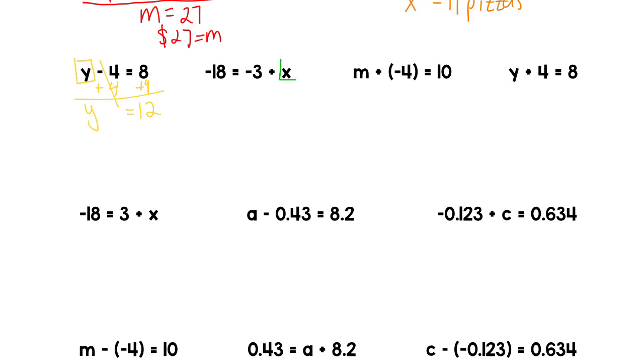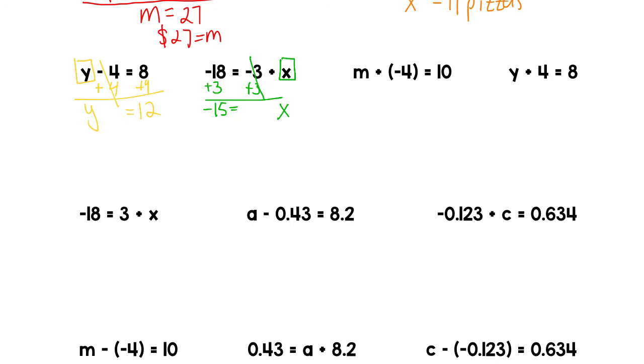My variable here is x. I want it to stay. So that means I'll do the opposite of the other term. -18 plus 3 is -15. Equals, cancels, x. So x equals -15.